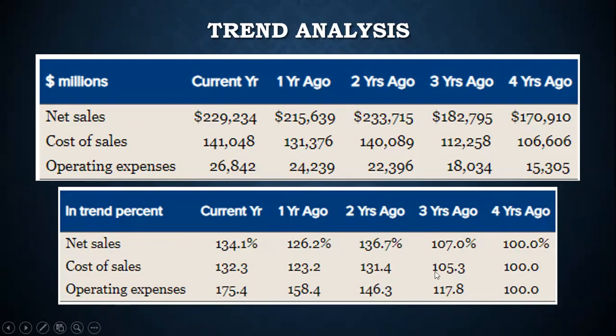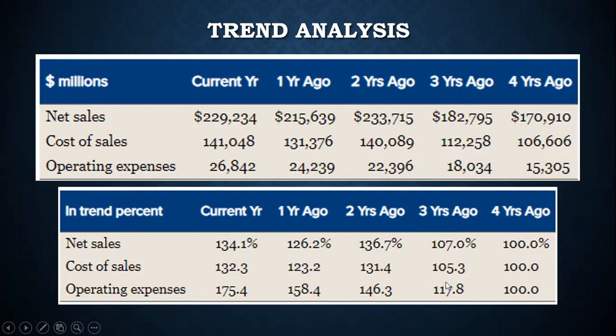And we can do that. We'll do the same thing for cost of sales. We would take 3 years ago the 112 divided by the 106. That would give us 105. Okay, so our sales increased, our cost of sales increased, but not by too much more. I mean, a little bit less than our sales. So it sounds like we had a bigger gross margin.